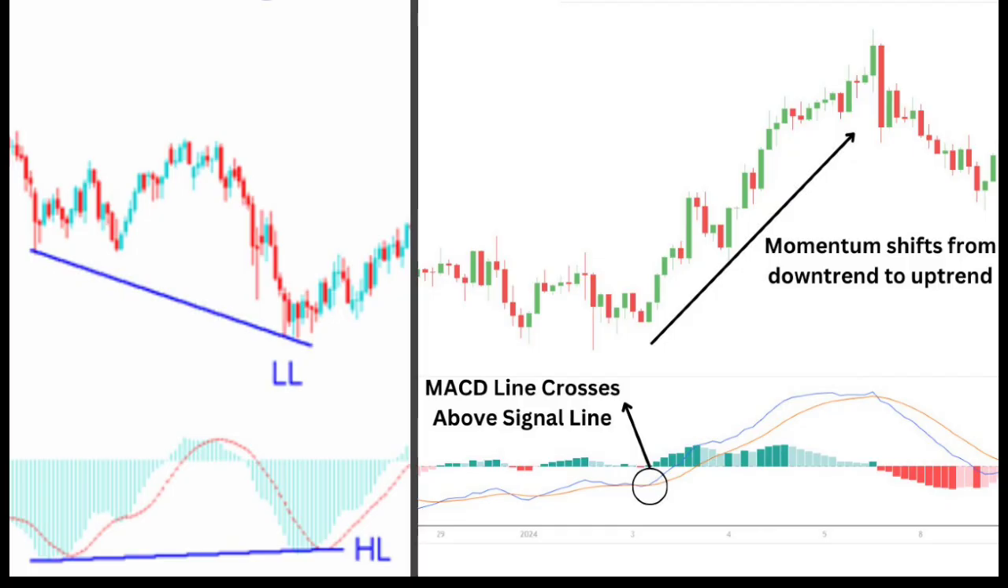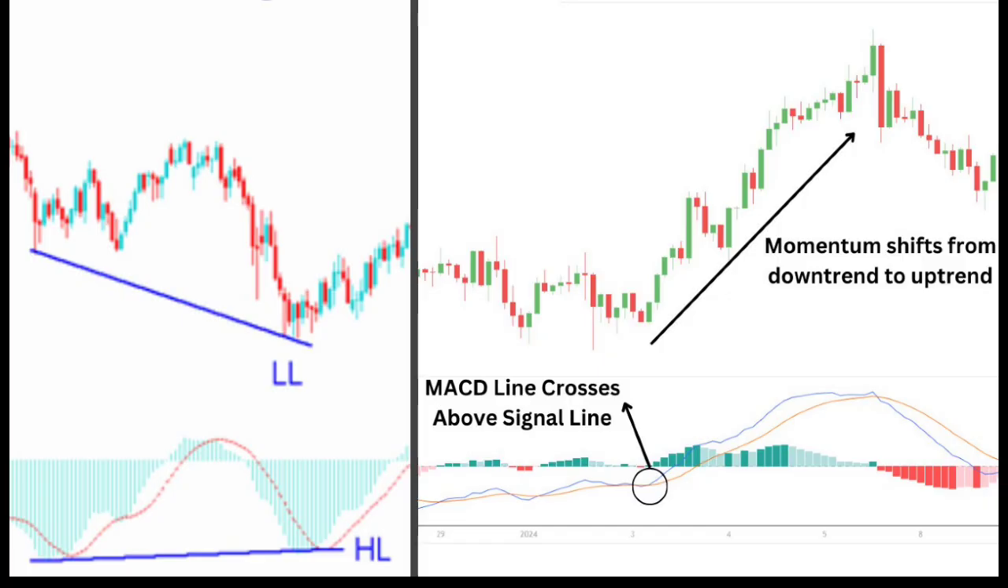Chapter 2. The two pillars of the MACD master strategy. Our master strategy rests on two powerful pillars. You must have at least one. Pillar 1. Trend alignment and momentum shift. This is about playing in the direction of the dominant trend, waiting for a pullback, and catching the momentum reignition.